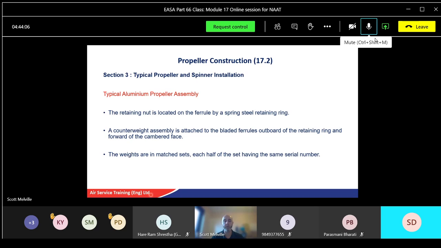Just like the front cone, the weights are also matched because they will be weighed as a match and specific for that propeller, for the balance. So don't just go and pick up a set of centrifugal weights and fit them. They have to be a matched set. Propeller balancing weights are attached to the counterweights as required. Depending on any amendment or modification of the propeller, the balance weights have to be set accordingly.